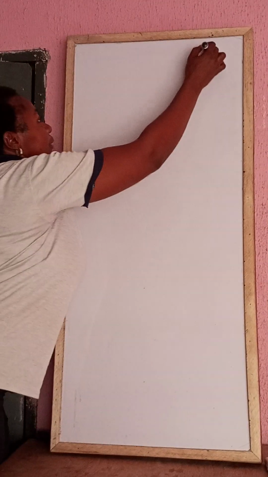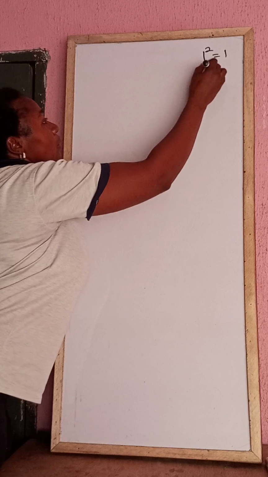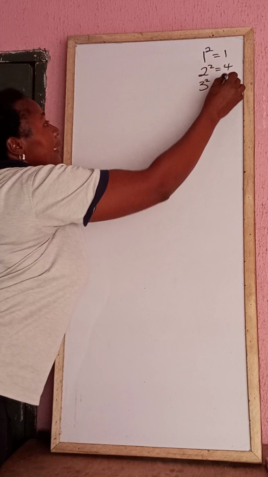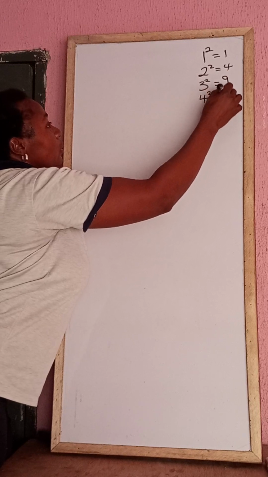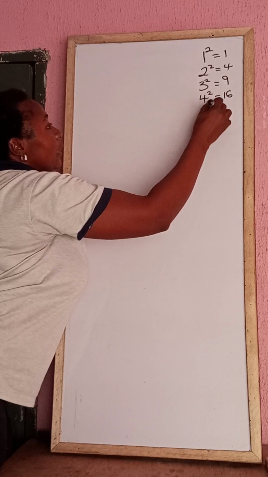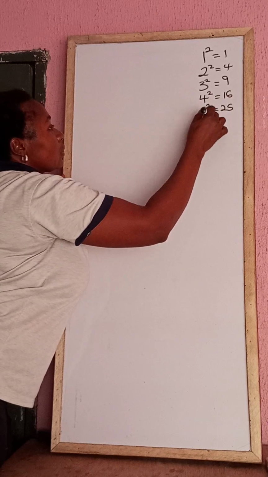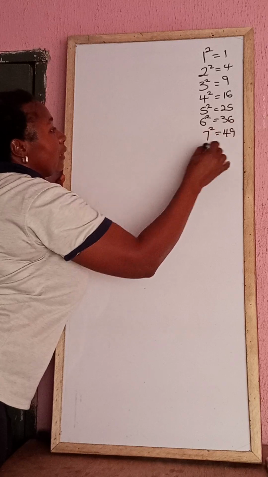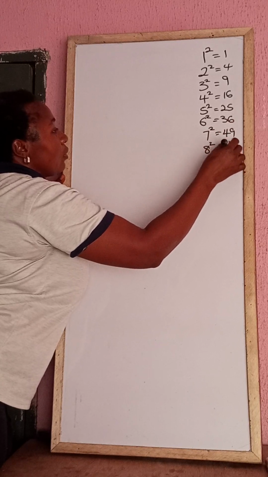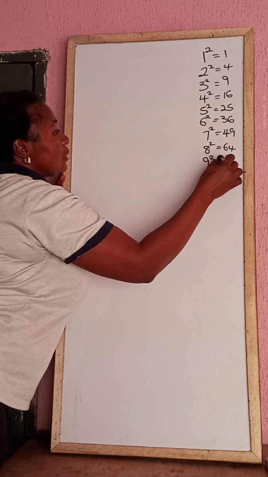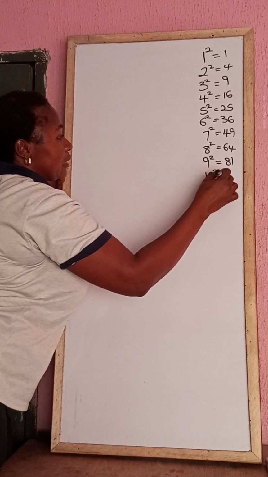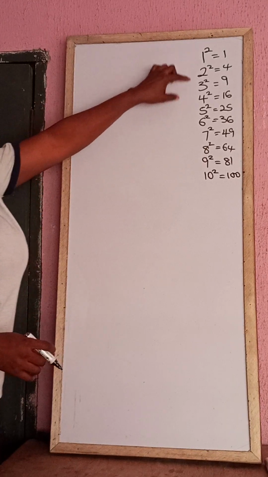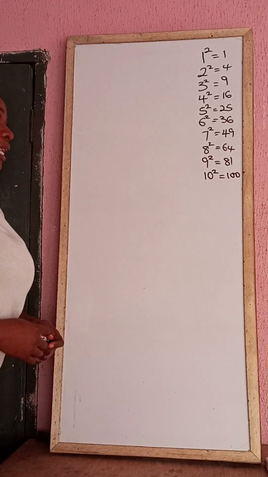So, 1 squared is equal to 1, 2 squared is equal to 4, 3 squared is equal to 9, 4 squared is equal to 16, 5 squared is 25, 6 squared is 36, 7 squared is 49, 8 squared is 64, 9 squared is 81, and 10 squared is 100. So, this is the table for squares of numbers from 1 to 10.